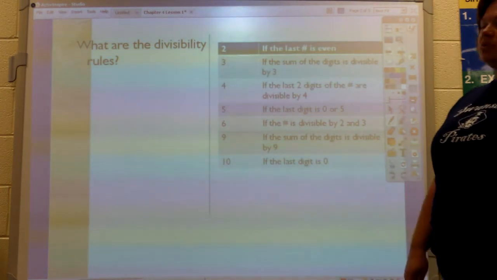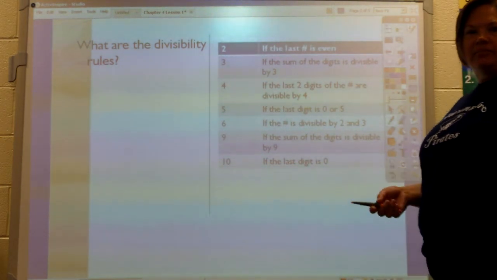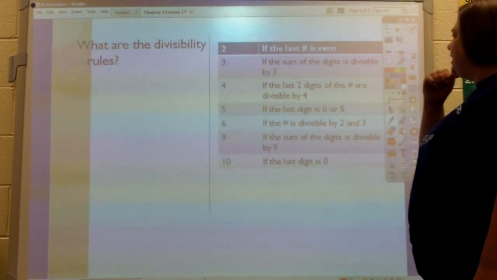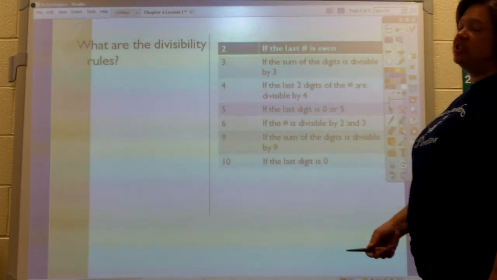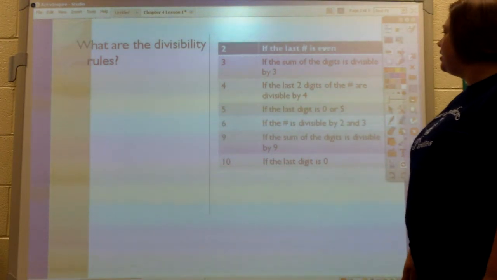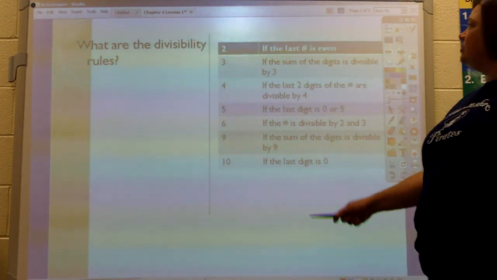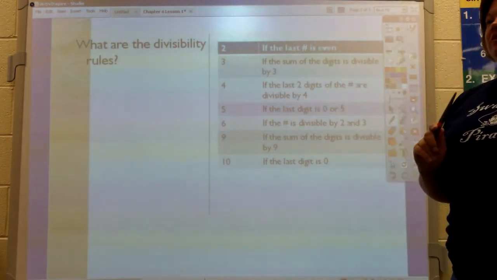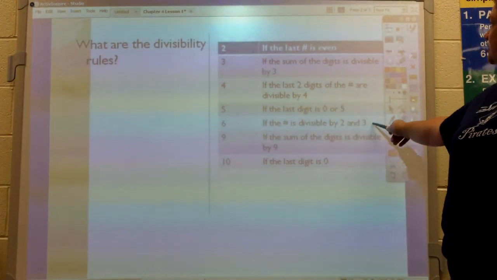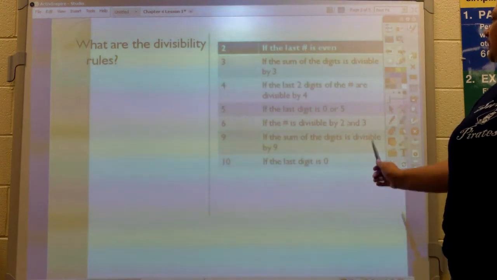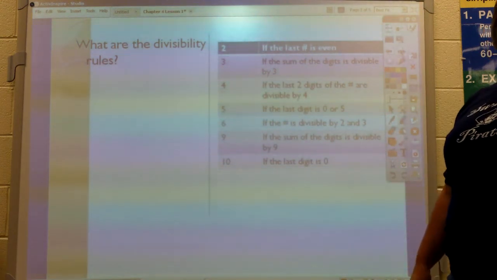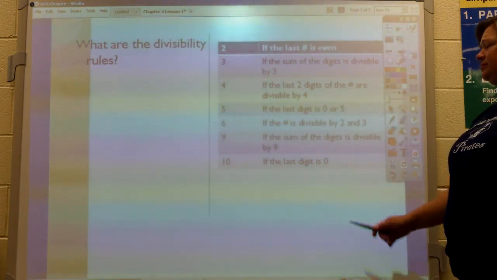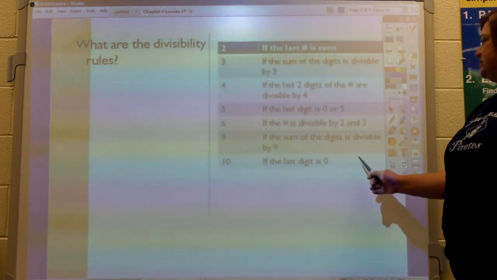And we will look at some more examples of these and apply them to a couple of numbers in just a few minutes. 5: if the last digit in the number is 0 or 5. 6: if your 2 and 3 are yeses. If the number is divisible by 2 and 3, then it's also divisible by 6. 9: if the sum of the digits is divisible by 9, then that number is divisible by 9. 10: if the last digit is 0.